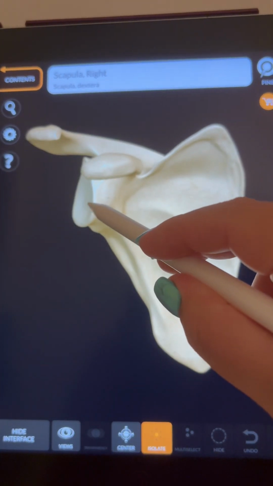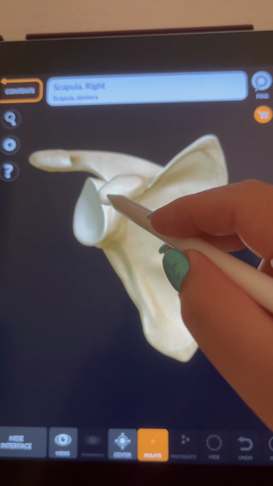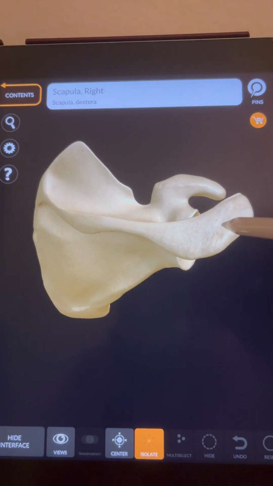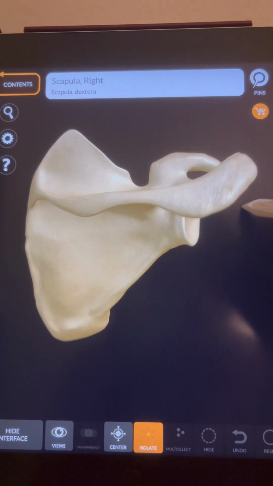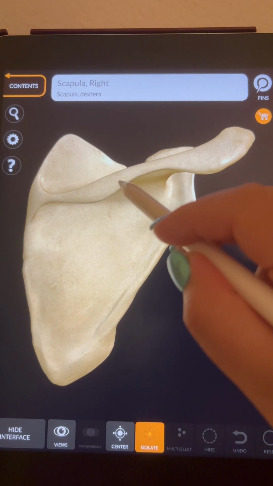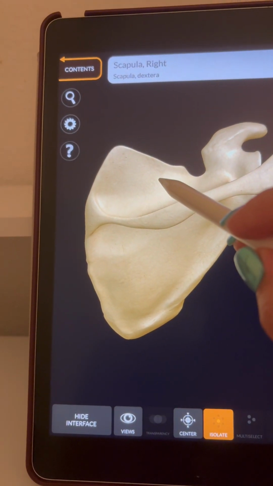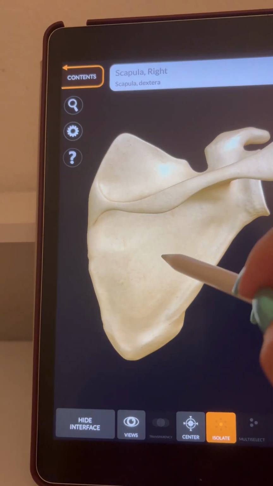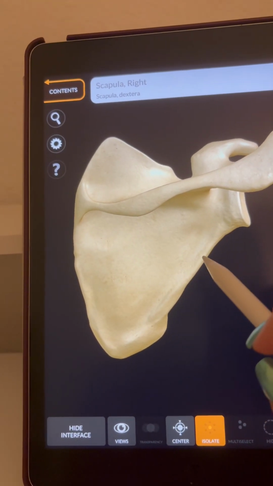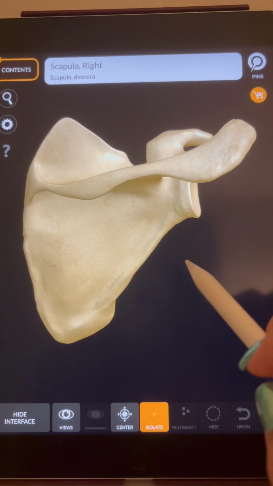And then right on top of that is the coracoid process, and the one next to it is called the acromion process. And the acromion process stretches out to the spine, which separates the supraspinous fossa from the infraspinous fossa. And yeah, that's pretty much all the landmarks for the scapula.